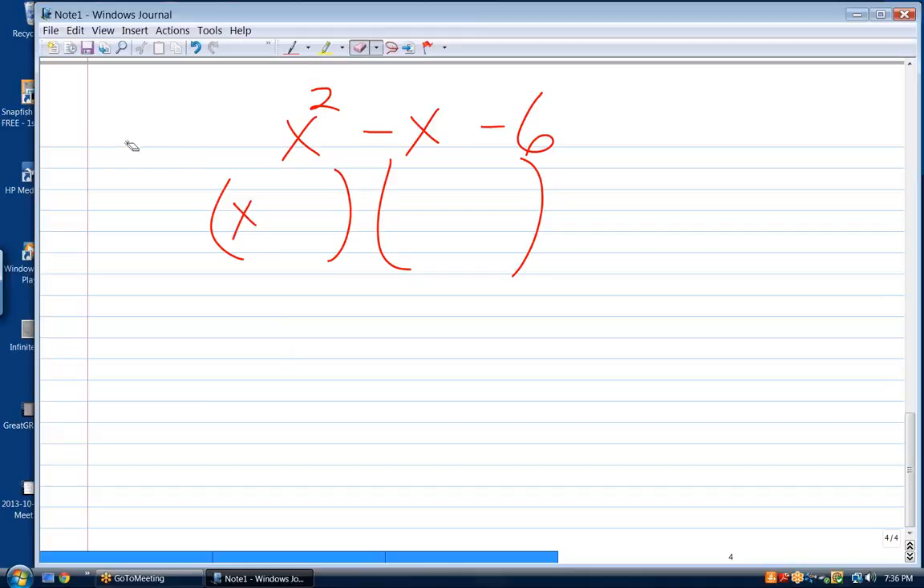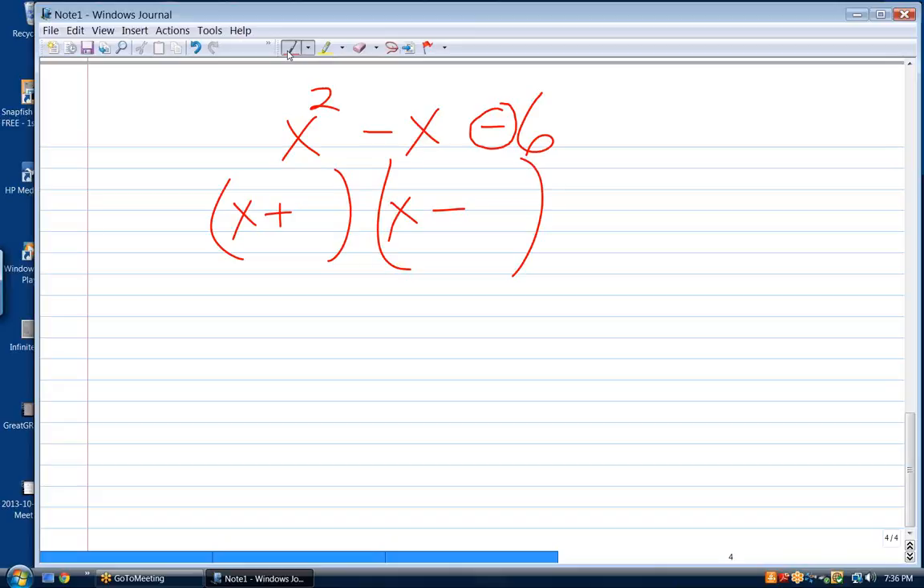I have kind of a technique for doing these. Let me explain it. We start with that. We know that the first two terms have to be x, because x times x is going to give us our x squared term. Next thing we want to look at is the sign on the constant. Because that is negative, these signs have to be opposite: plus minus or minus plus. And as long as the coefficients of the x term are the same, plus minus is the same as minus plus. So now what's the next step?